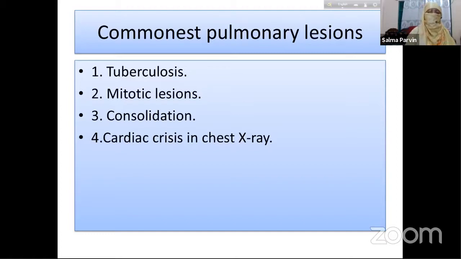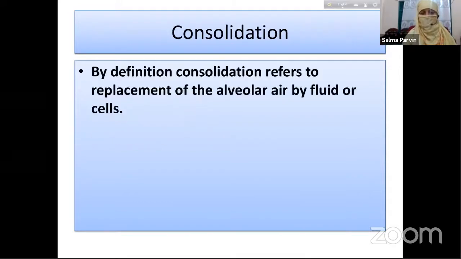So you need to know very detailed about tuberculosis, then neoplastic lesions, consolidation, and cardiac causes in the chest. It is very detailed, you have to know. Even then, you need to go through the basics of consolidation, which will make you understand other pathologies comfortably. So let's start with consolidation. That will enable you to understand the other things.